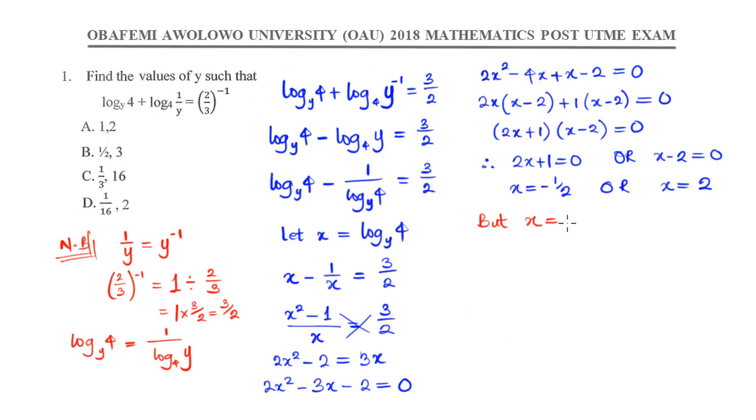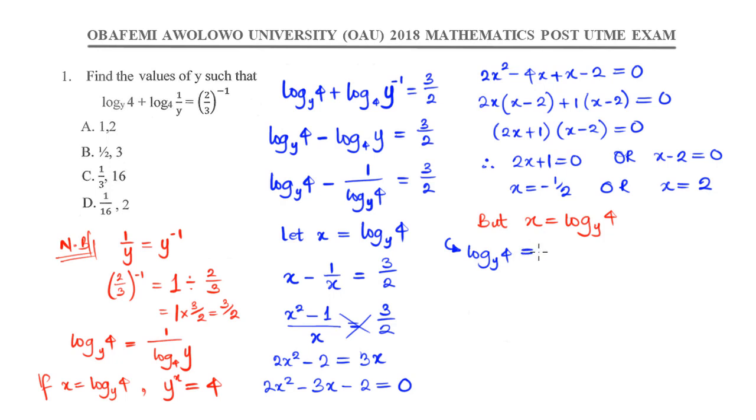But nobody gave us x. We are the one that introduced x. Originally, x is equal to log to base y of 4. And the last rule of logarithm we are going to be employing is that if we have x is equal to log to base y of 4, that means y raised to power x is equal to 4.